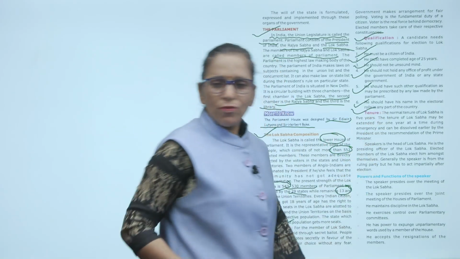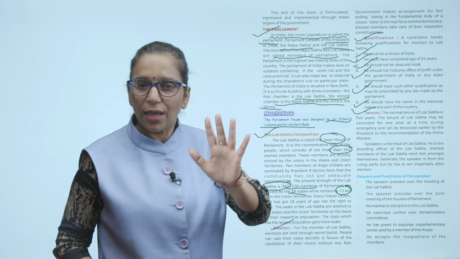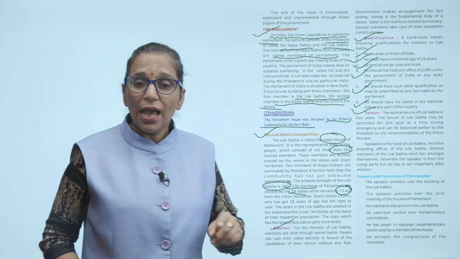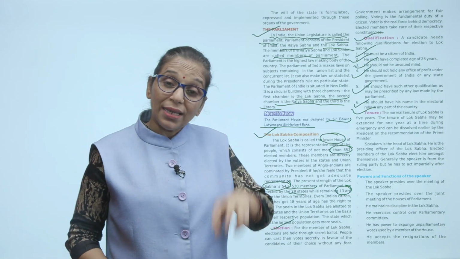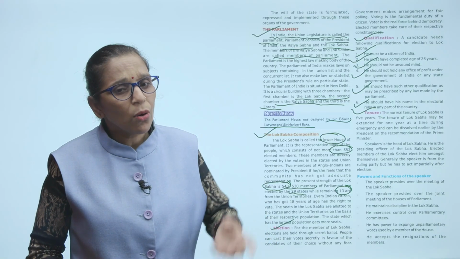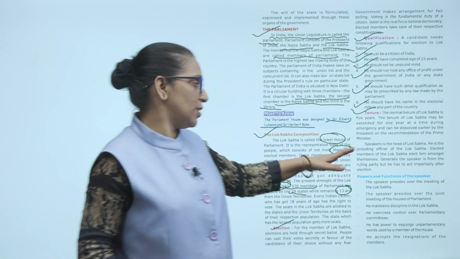Now, what is the tenure of the Lok Sabha? The normal tenure of Lok Sabha is 5 years. That is the time period. The tenure of Lok Sabha may be extended for 1 year during the time of emergency. Or this Lok Sabha can be dissolved before 5 years by the President on the recommendation of the Prime Minister.